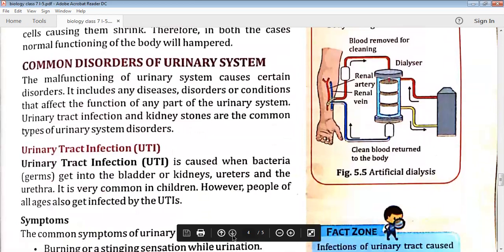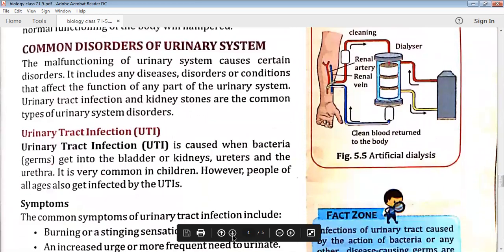Now the next topic is common disorders of the urinary system. There are various disorders, means various problems, in the urinary system. First is UTI, urinary tract infection. If infection occurs in the urinary tract, it can be caused by bacteria when they enter the bladder, or if it is so severe that they may enter the kidney also, ureters, urethra, all this excretory system they can damage.